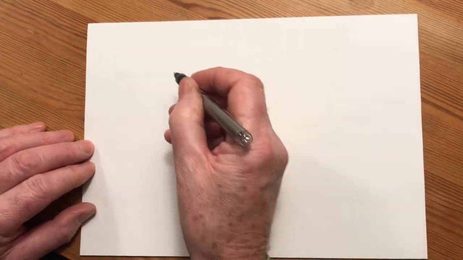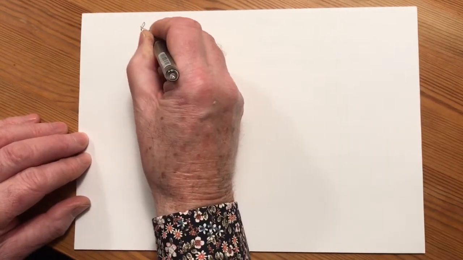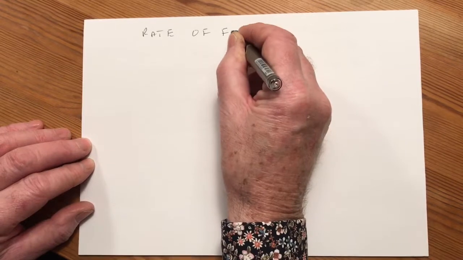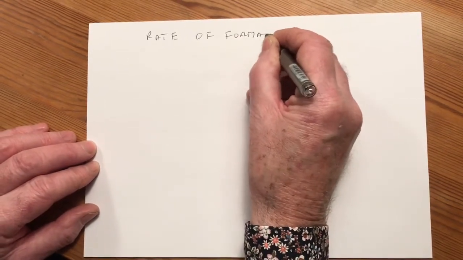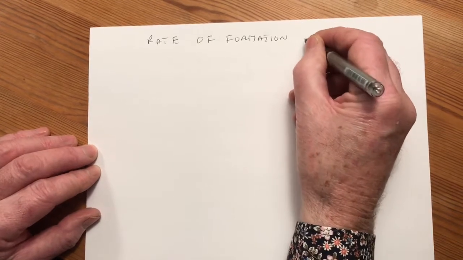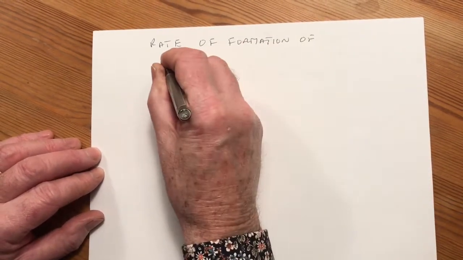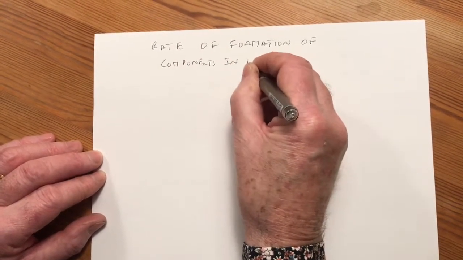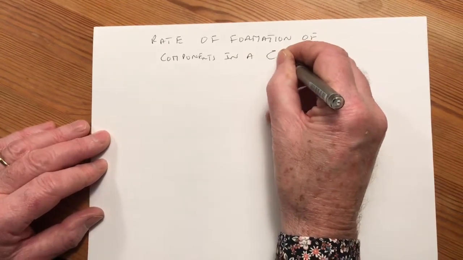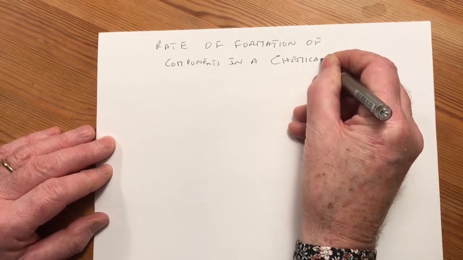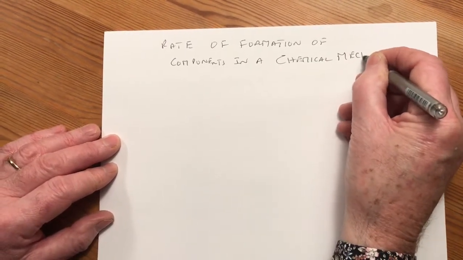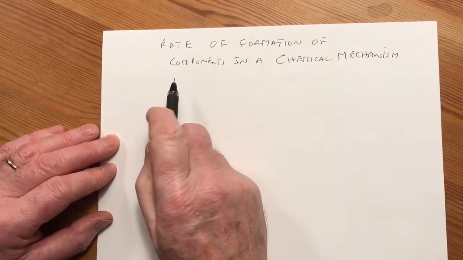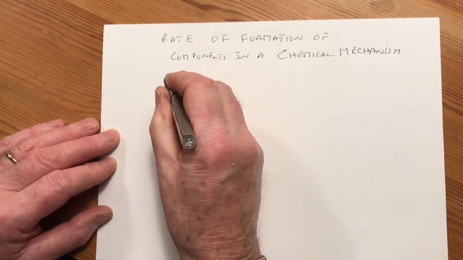What we're going to talk about is how to isolate the rate of formation of components in a chemical mechanism. The chemical mechanism we're going to have a look at is the so-called Zeldovich mechanism.